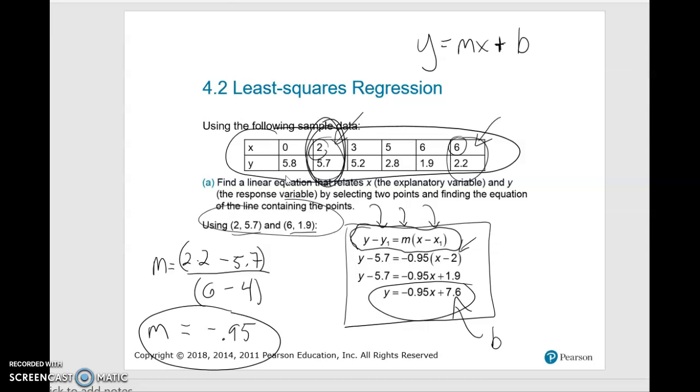Right? That's B. B is the point (0, b), your y-intercept. Okay, so I hope that makes sense. If you need another example, just go to YouTube and search "find the equation of a line with 2 points," and you'll see a bunch of examples. You'll have to do a few of those for homework.